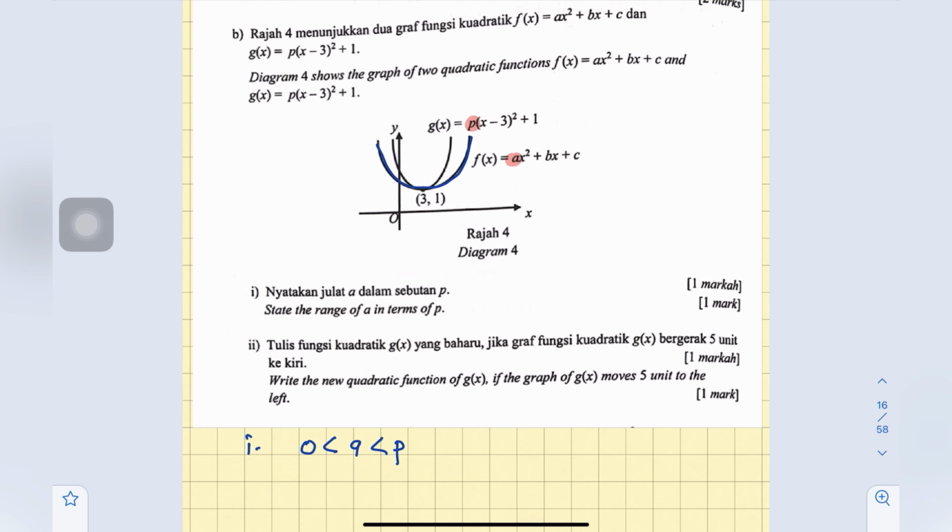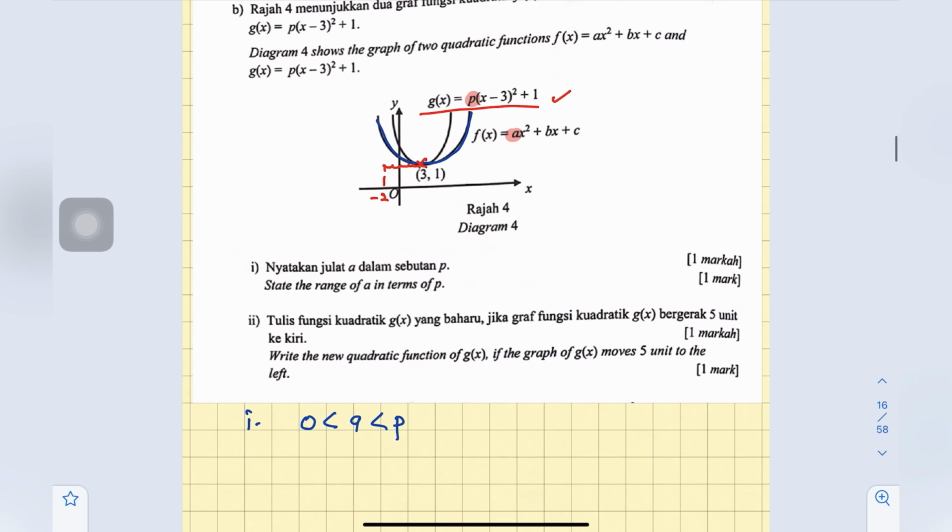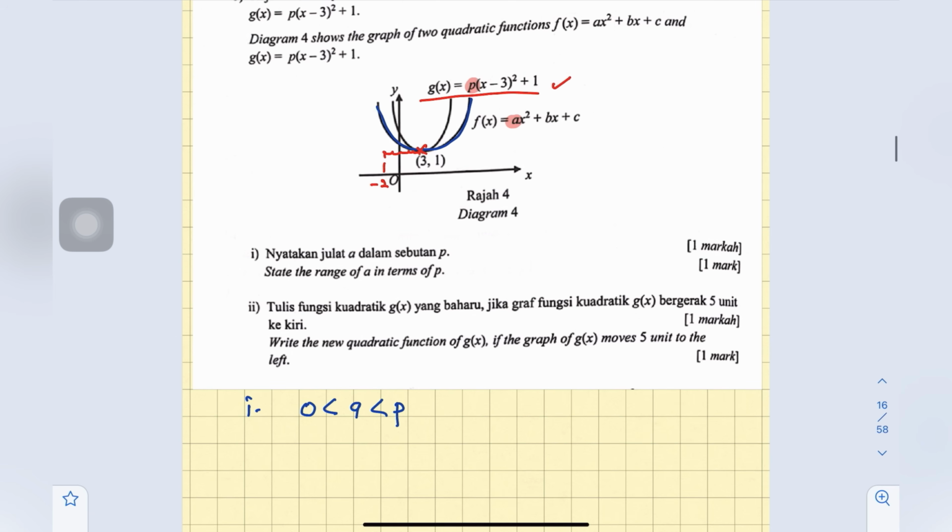Part ii, write the new quadratic function of g(x) if the graph of g(x) moves 5 units to the left. Here we got the minimum point (3, 1). If the graph of g(x) moves 5 units to the left, 3 minus 5 is negative 2, so the minimum point becomes (negative 2, 1). Now g(x) is in vertex form, so we need to know the vertex form.